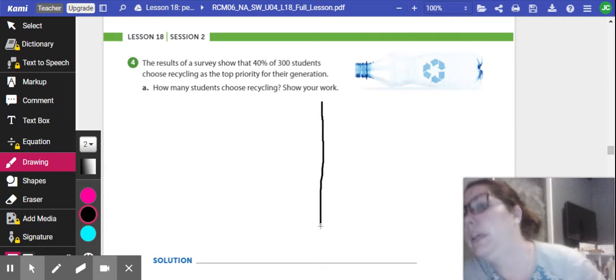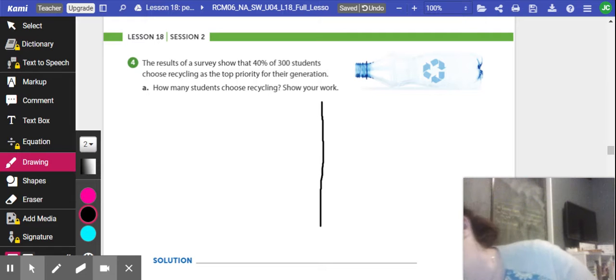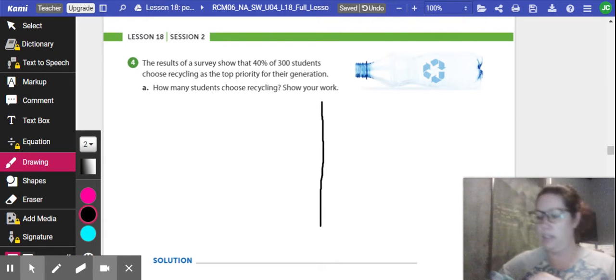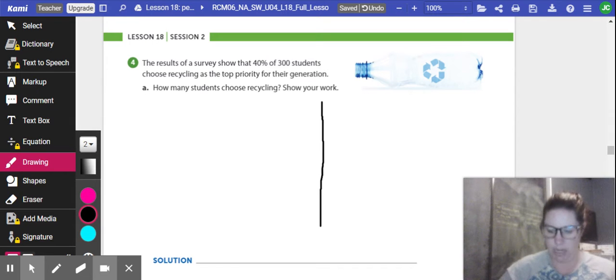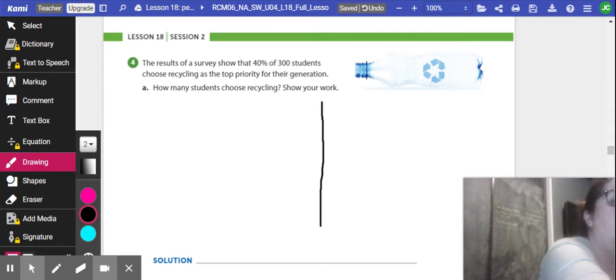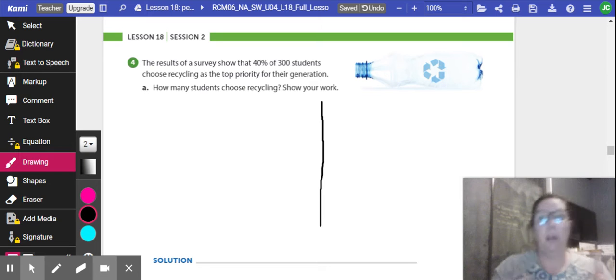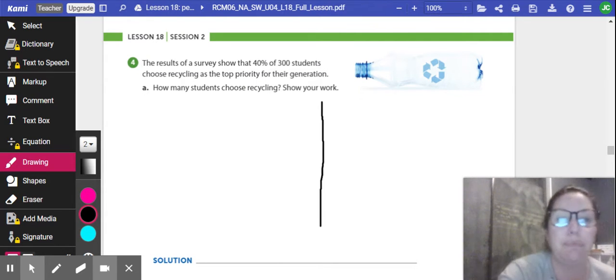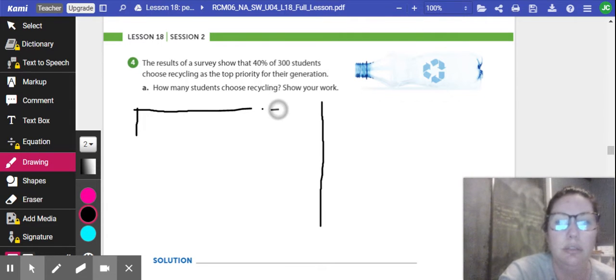So one way, let me find my pen here. Here we go. One way is we're going to use a bar model, because that's what we have been using. But the second way, I want to show you guys the math way so that you understand it a little bit more, because we're practicing it. Okay, so the first way is the bar model.